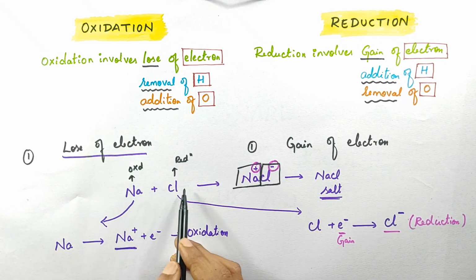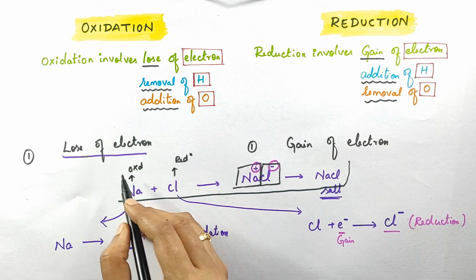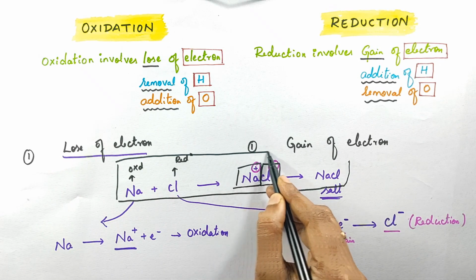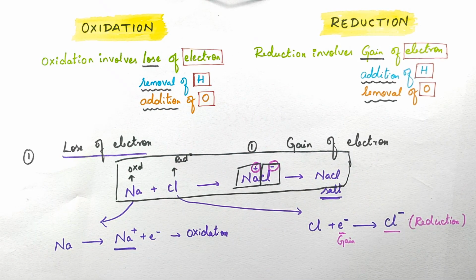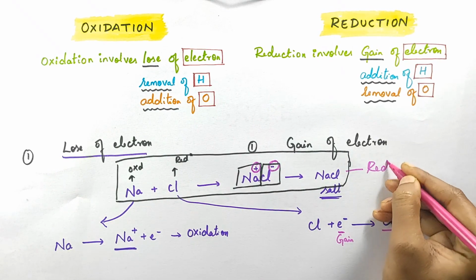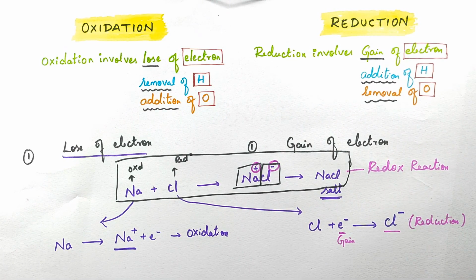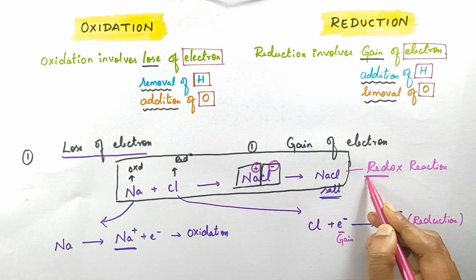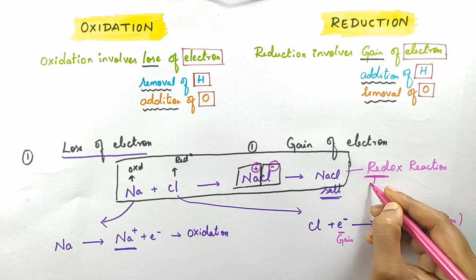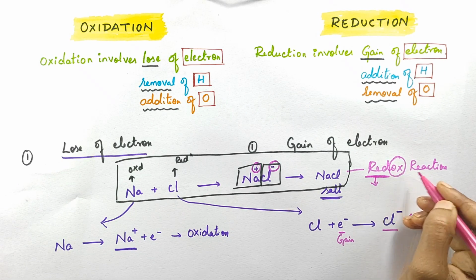So both oxidation and reduction are taking place in a single reaction. Therefore, this reaction is called a redox reaction. When both oxidation and reduction take place simultaneously in a single reaction, it is called a redox reaction. Here red indicates reduction and ox indicates oxidation. Redox reaction.